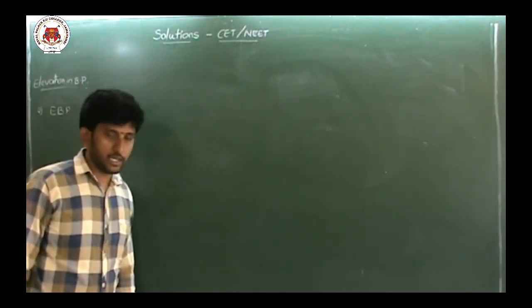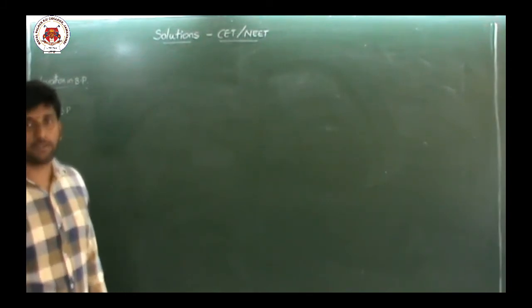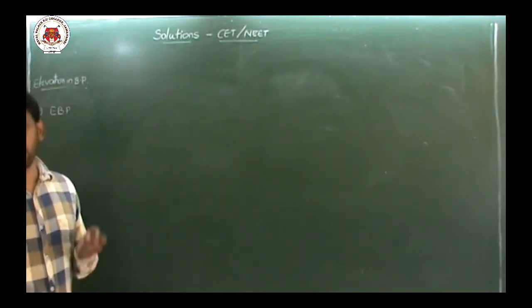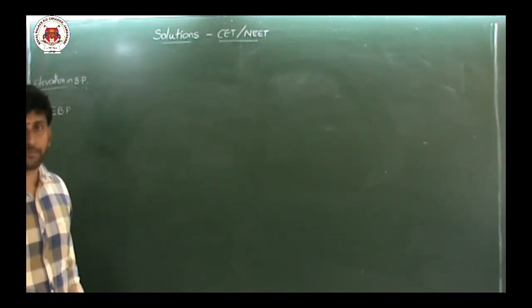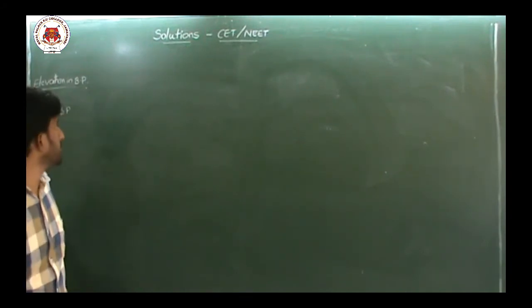Next property is elevation in boiling point. So what does elevation in boiling point mean? Increasing in the boiling point of the solution by mixing of non-volatile solute is called elevation in the boiling point. Elevation in boiling point is represented with symbol delta Tb.